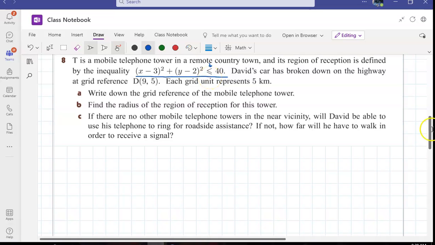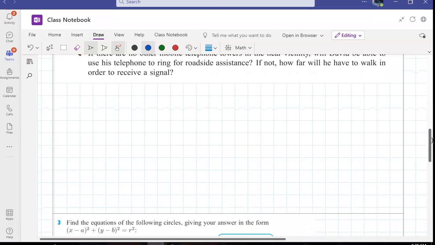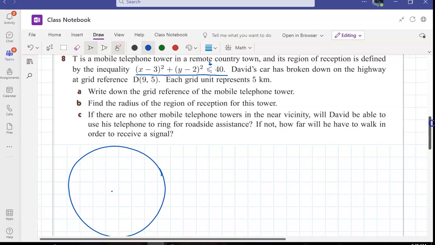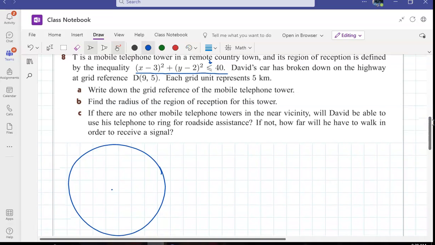So what we've got happening is we've got a circle. Do we know the center of that circle? Yep. So what is the center? 3, 2, the grid reference of the mobile tower. So the tower is in the middle, sending out the radioactive waves, okay? So we've got 3, 2. So I can pop that in here.